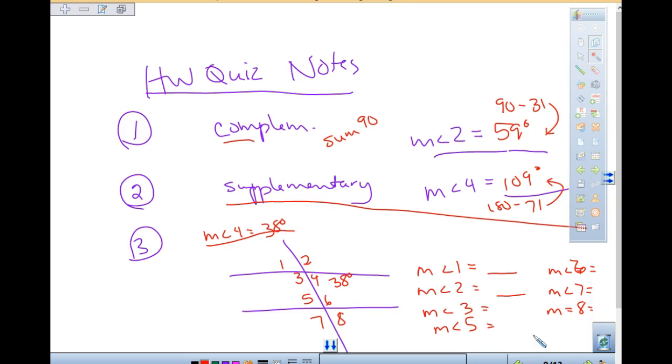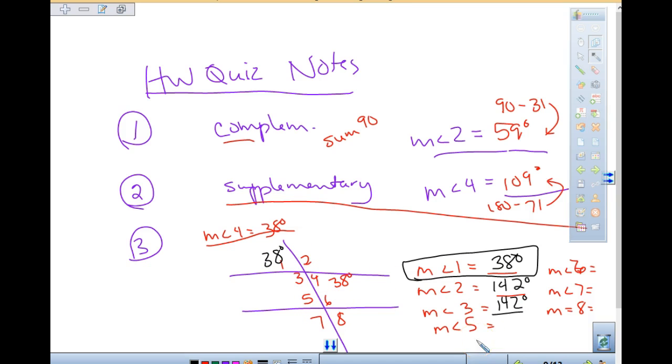So if it's 38, all my answers should either be 38 or what? 142. I should have no other answers except 38 or 142, right? Measure of angle 1 should be 38 degrees. Some of you only wrote it here, that's fine. But when you answer on the quiz, I need it written out like this. So what do I know 2 has to be? 142, because it's supplementary. And what do I know about 3? 142. What do I know about 5?